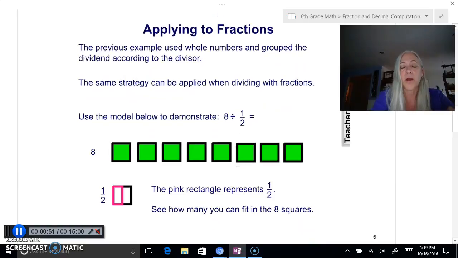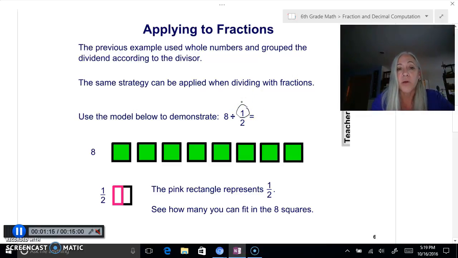So we're going to apply the same strategies with fractions. In the previous example, whole numbers are grouped, dividends according to the divisor. The same strategy can be applied to dividing fractions. So use the model below to demonstrate 8 divided by 1/2. You notice it's a unit fraction because there is a 1.